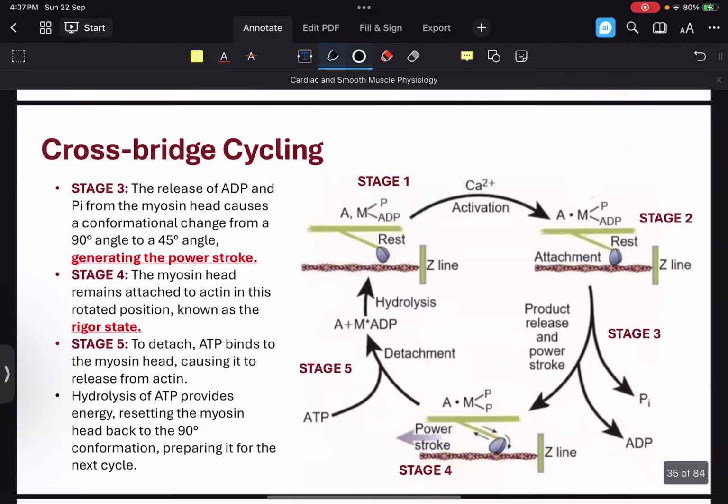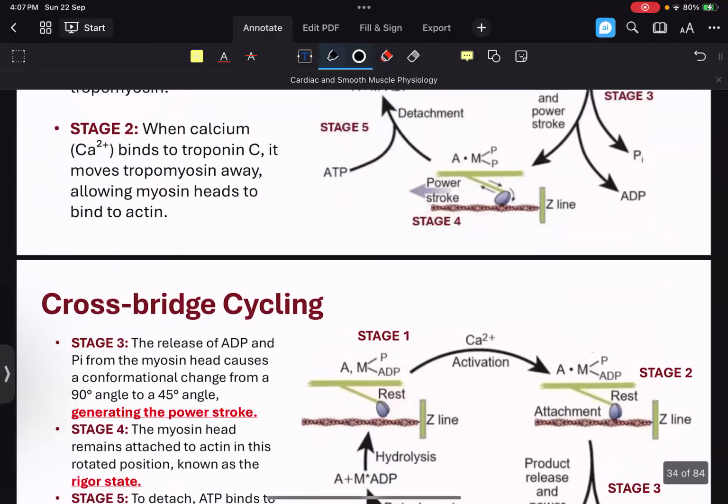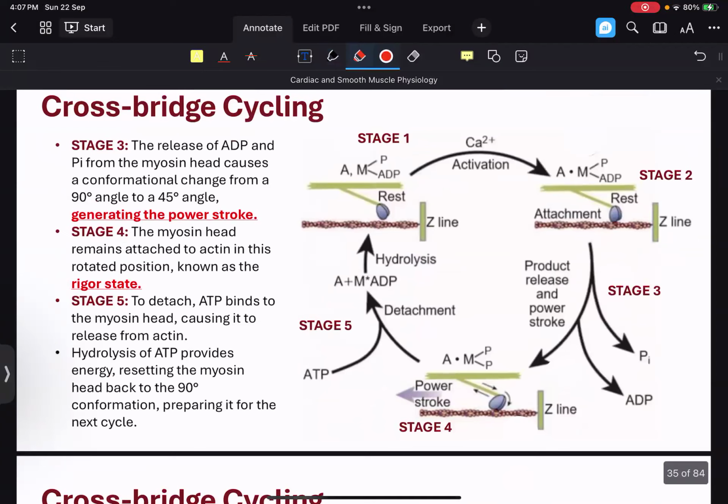So what happens after that? So in stage 2, we said that your myosin head will directly bind to the actin, but it still has the ADP and the phosphate attached to it. So once again, we're still at stage 2. Don't jump to stage 3 just yet. We said that the myosin head is at 90 degrees and it has ADP plus phosphate attached to it. The only thing that changed is that now it's directly bound to the actin.